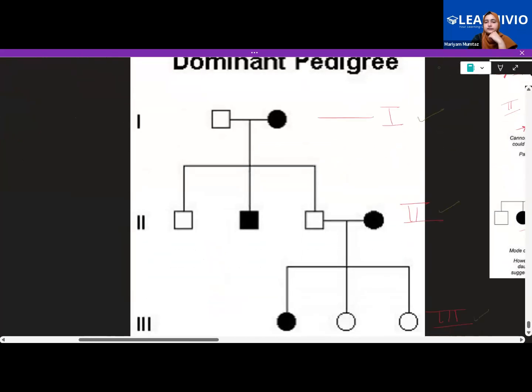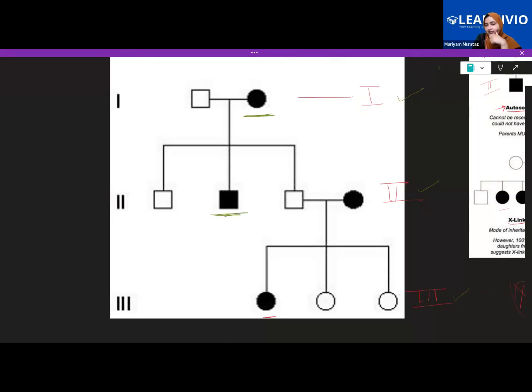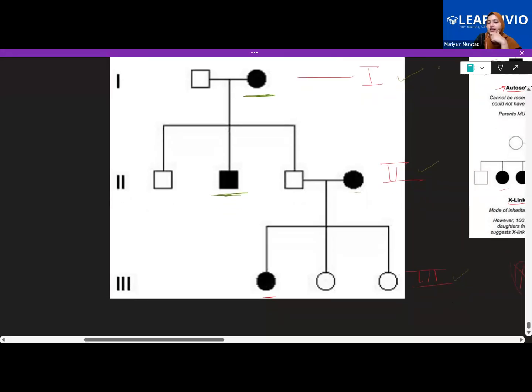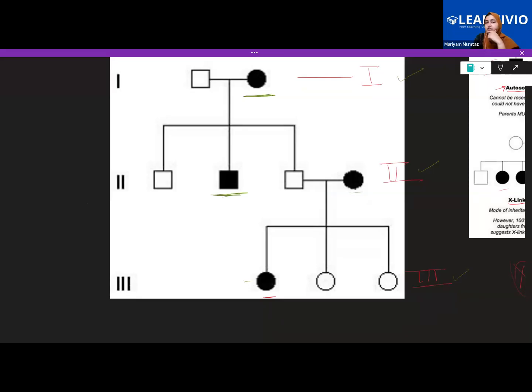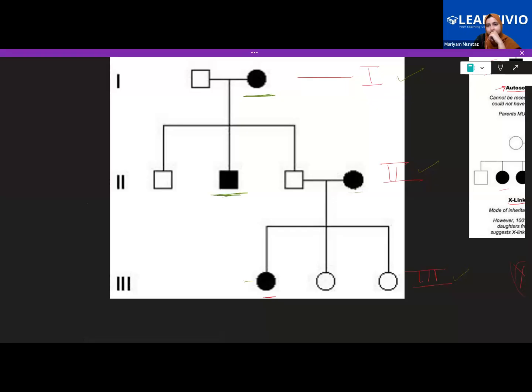For example, this one. The first generation has affected individuals, the second generation has affected individuals, and the third generation also has affected individuals. So here you are seeing that it is dominant type, because in all the generations individuals are affected. Clear? Now, if you look at it, can you tell me whether it is autosomal or sex linked? It is autosomal.